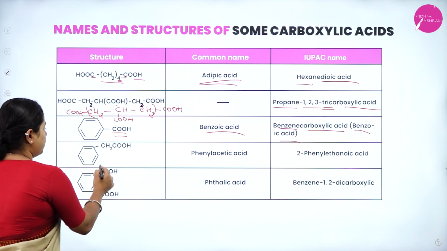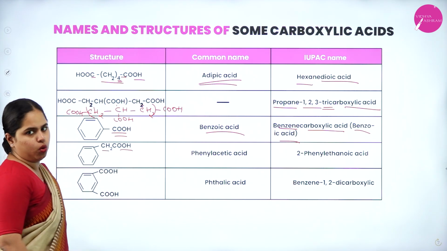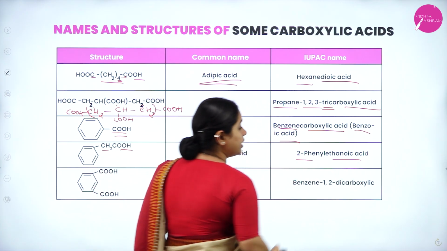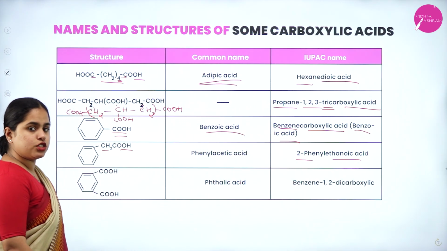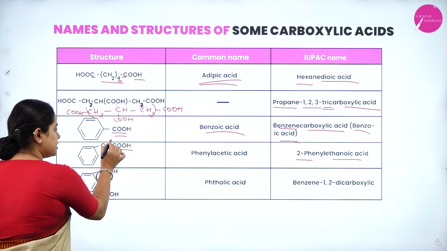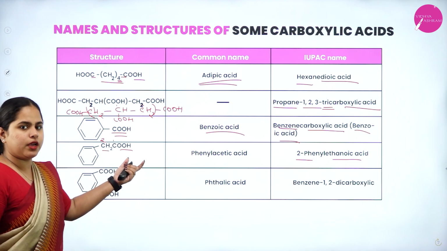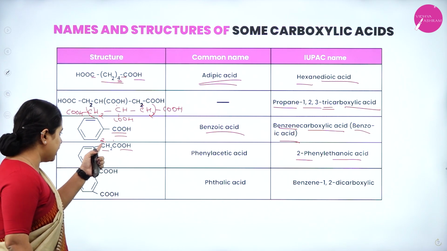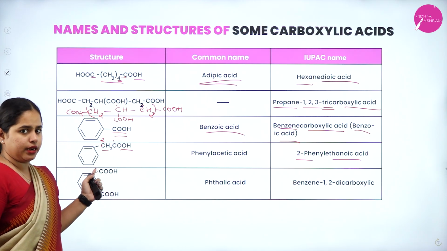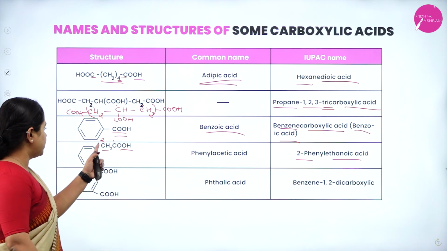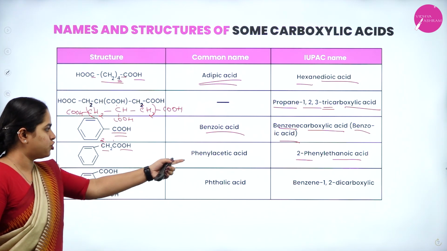Next one is, on benzene you have CH2COOH. Now what is the name for this? This is called 2-phenyl ethanoic acid. Now why is it called 2-phenyl ethanoic acid? This is the first carbon atom, this is the second carbon atom, because the functional group will get the highest priority. So on the second carbon atom you have a benzene ring. If benzene is present as a substituent, it is called phenyl. So on the second carbon atom you have phenyl, so it is 2-phenyl.